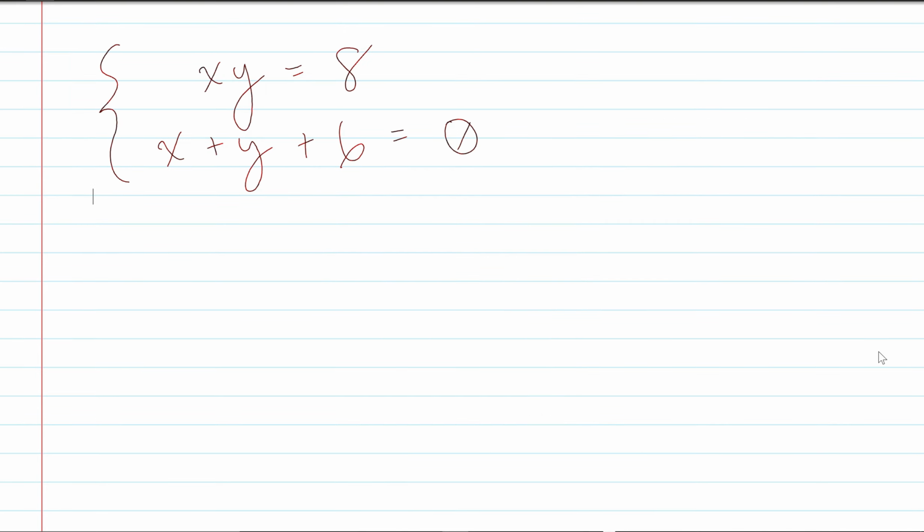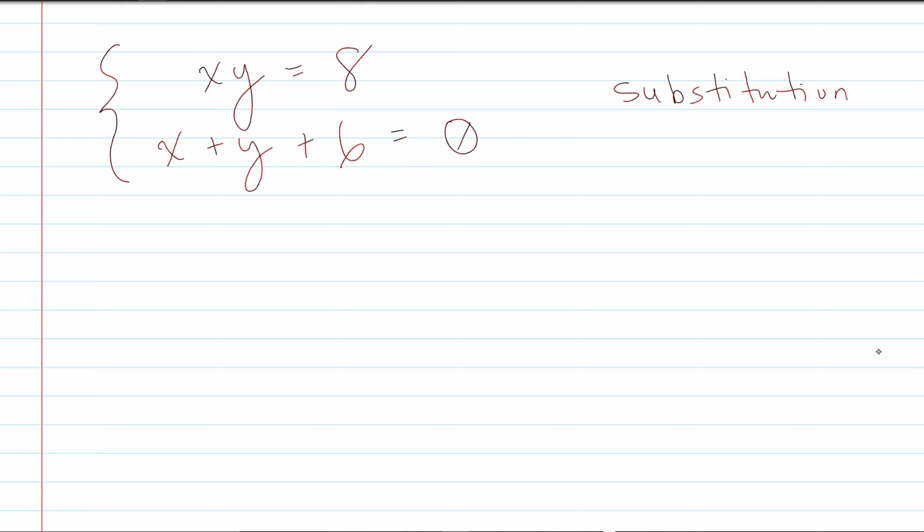Our first example shows a system of nonlinear equations in two variables. The first equation is xy is equal to 8. The second equation is x plus y plus 6 is equal to 0. So, to solve this one, let's go ahead and use the substitution method.